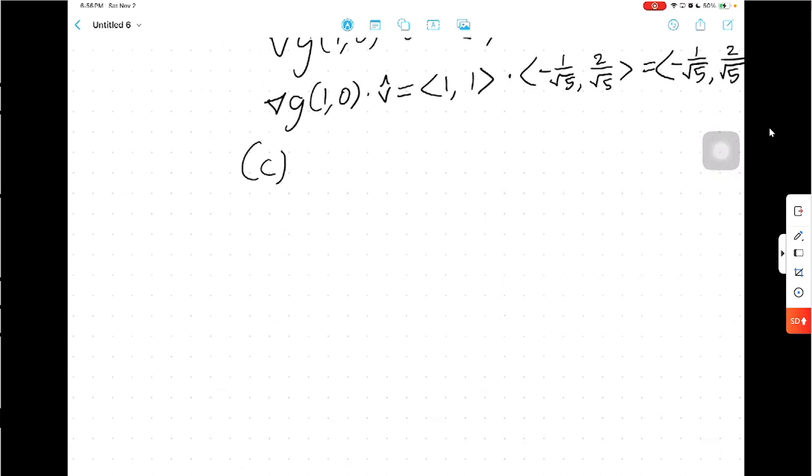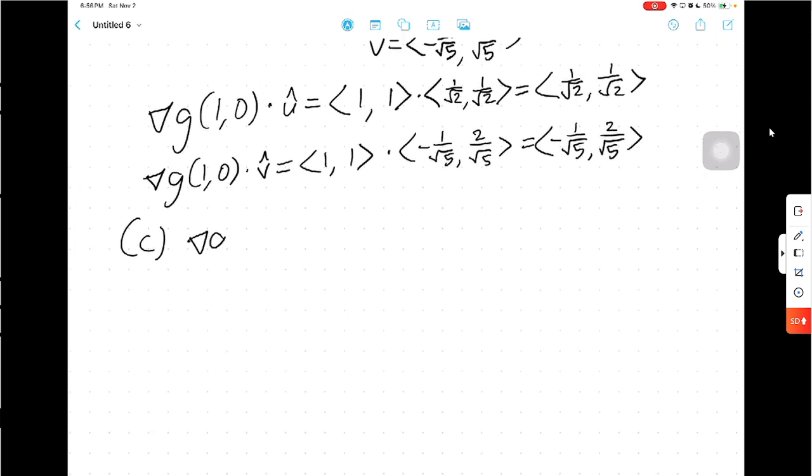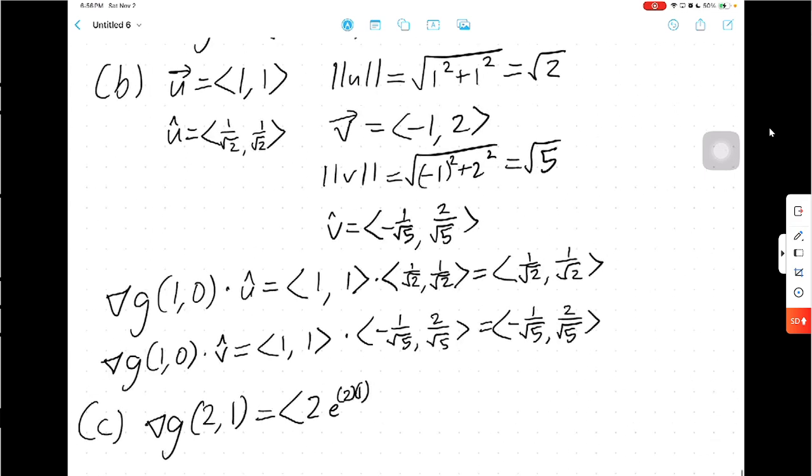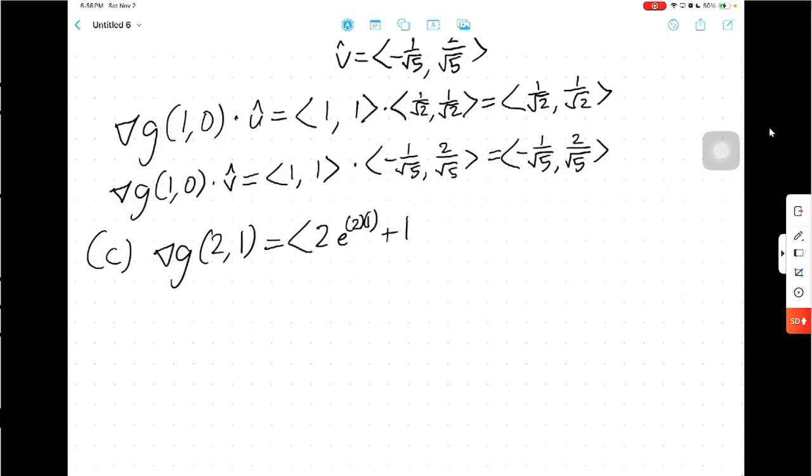C. What is the direction of maximum increase of g at (2, 1)? So this is the gradient of g at (2, 1), which is equal to 2e to the 2 times 1 plus 1. No, it's 1e to the 2. 1 times e to the 2, and then 2e to the 2 times 1. Which is equal to (e squared plus 1, 2e squared).